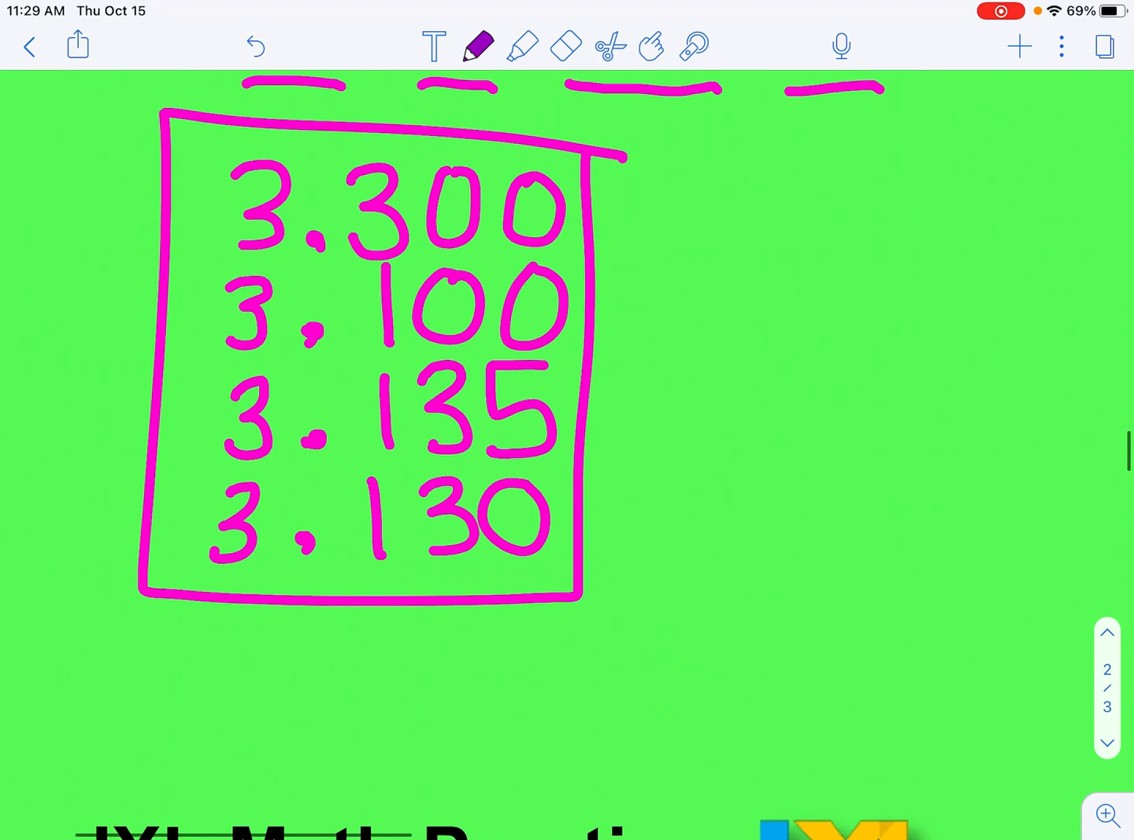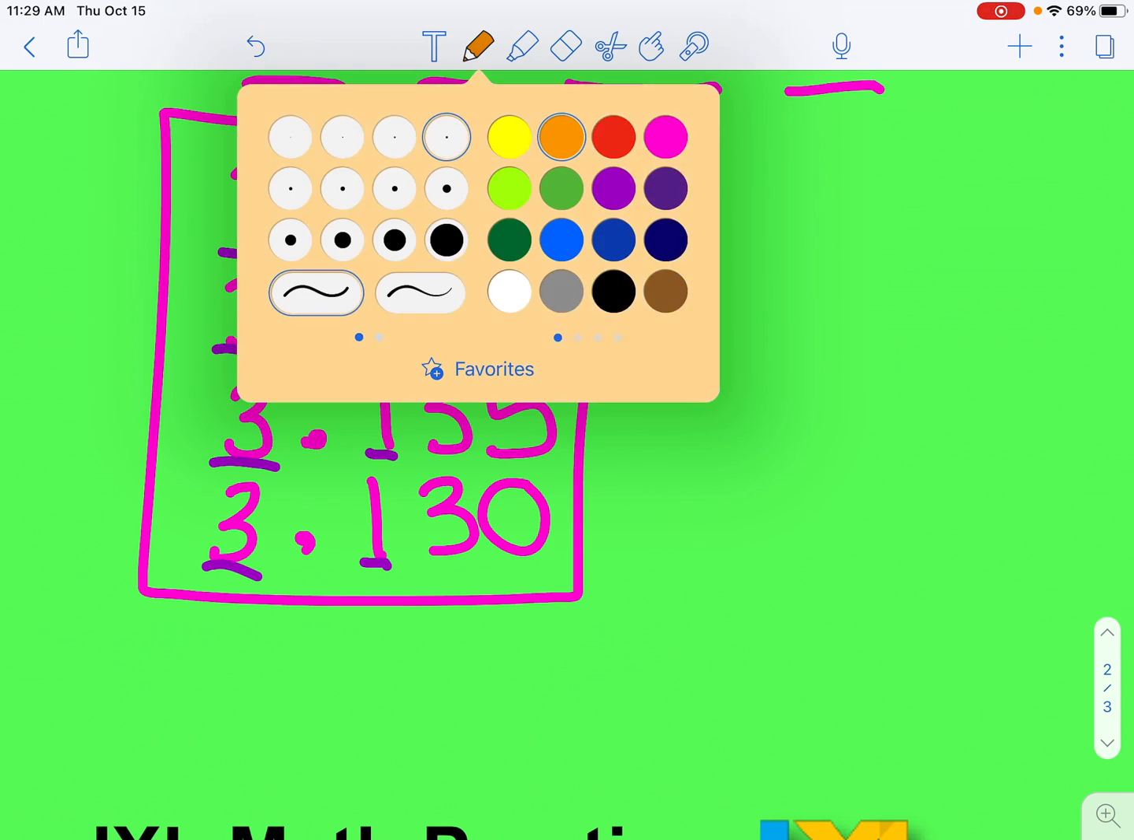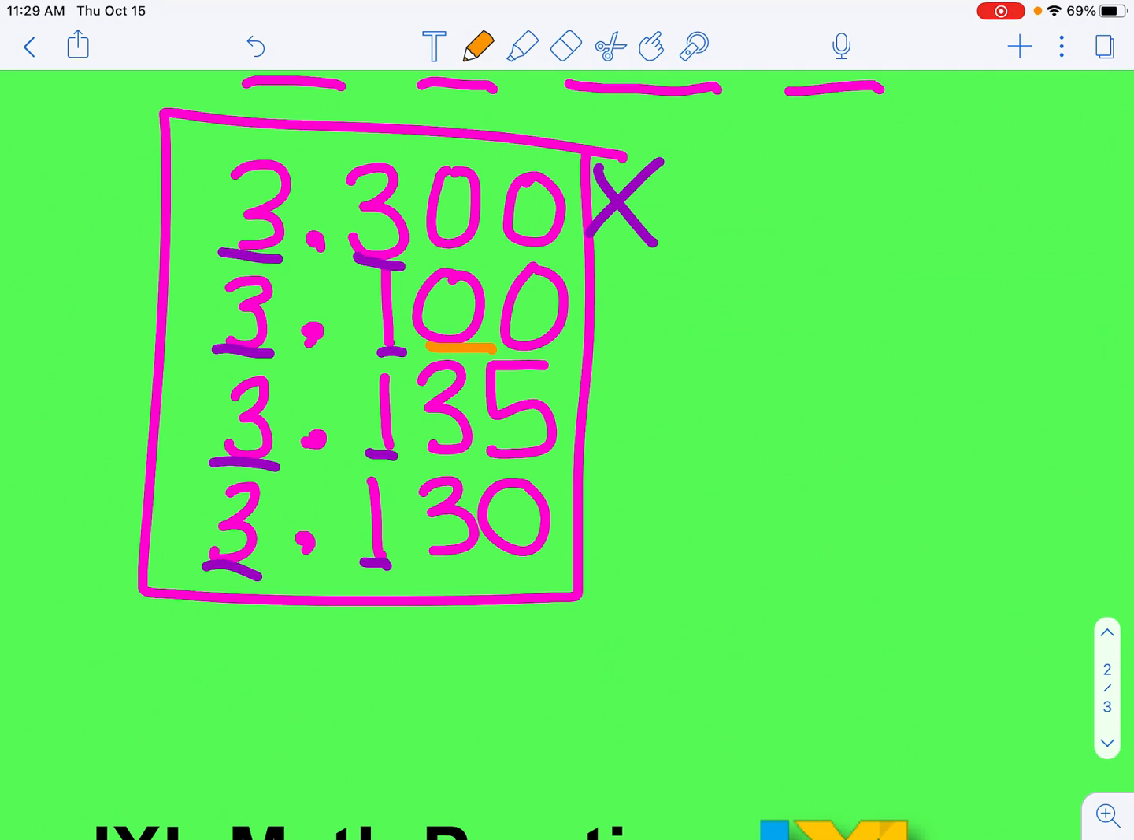Alright, I'm going to change my colors here. So I look at my first number on all of them. They're all 3s, right? So that 3 doesn't really matter. So then I look at the next numbers. I have a 3 and then I have 1s. Which number is smaller, the 1s or the 3s? Right, the 1s are. So I'm going to put an X next to this one because I know that's not my smallest.